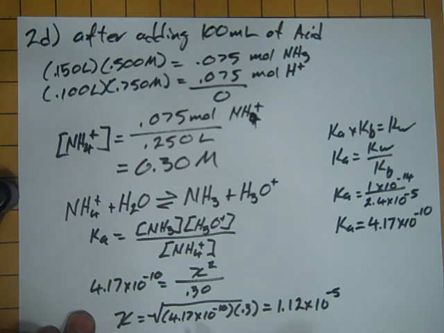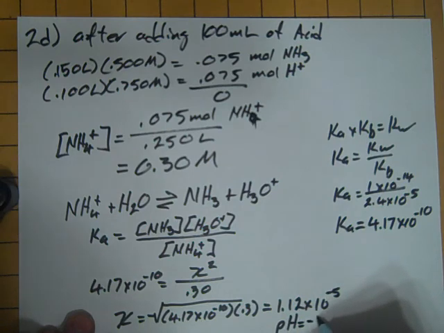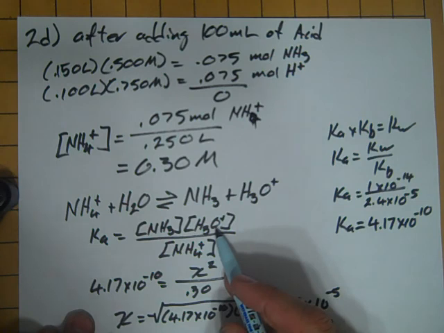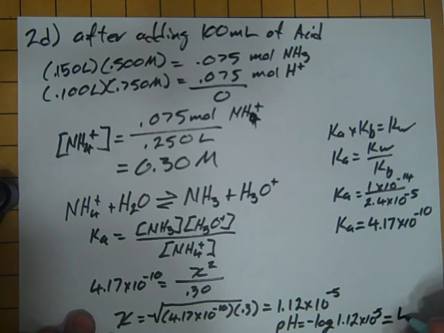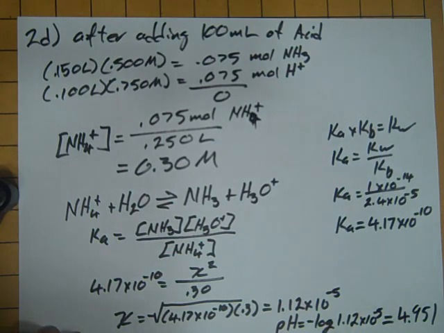Concentration of hydronium, I can find pH from that. pH equals the negative log of the concentration of hydronium ion, or hydrogen ion, same thing. So that's this, the negative log of 1.12 times 10 to the minus 5. My pH equals 4.951 at the equivalence point. Ta-da! You own it!